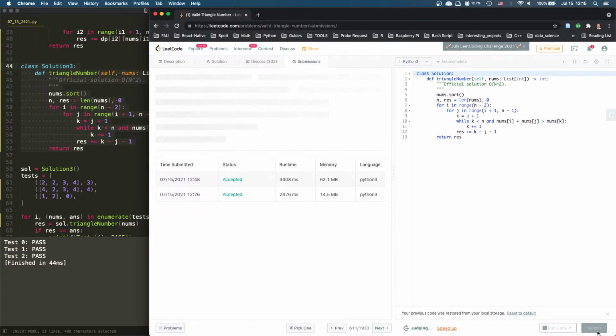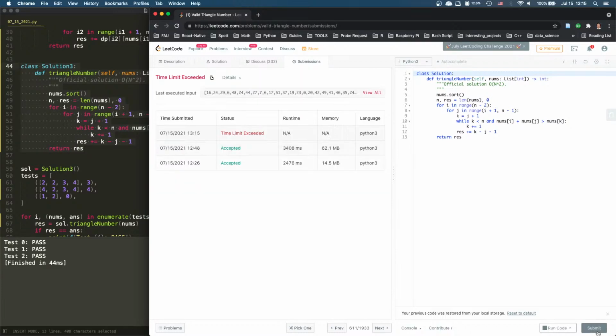Oh, have an error. Yep, that is an error. Oh, that's a time limit. Wait, what are you talking about?